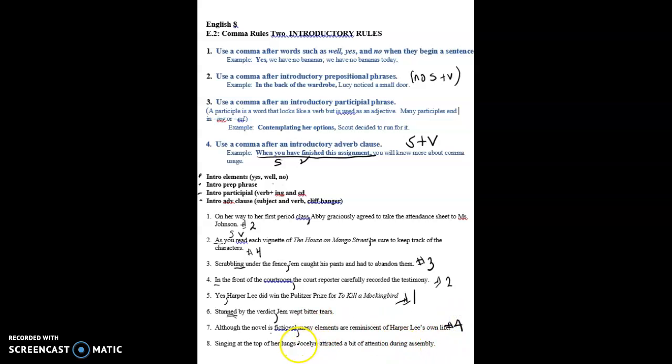Number 8, singing at the top of her lungs. We look at this one here. It's not an intro word. It's not a prepositional phrase. It's a participial because it ends in ing and it starts with the verb sing. Singing at the top of her lungs does function as an adjective describing Jocelyn. And so again, that is rule number 3.